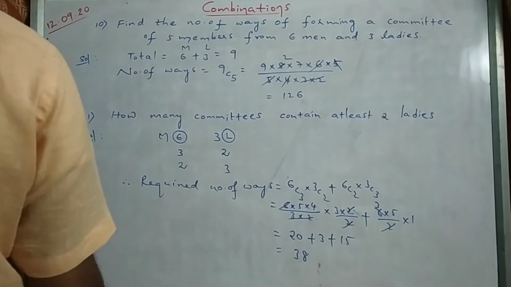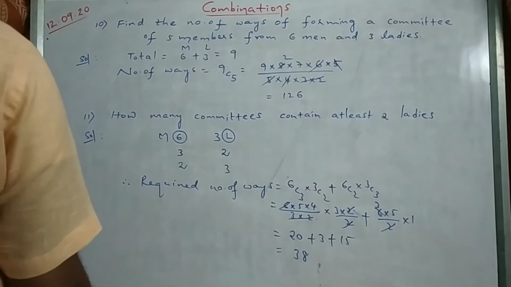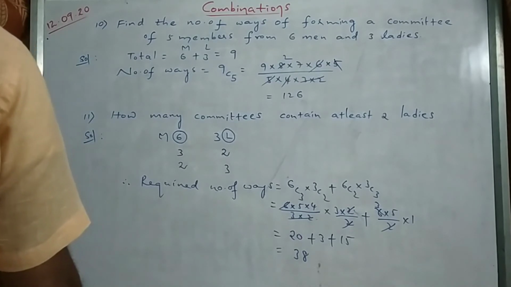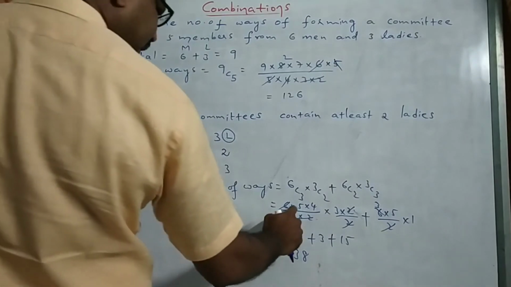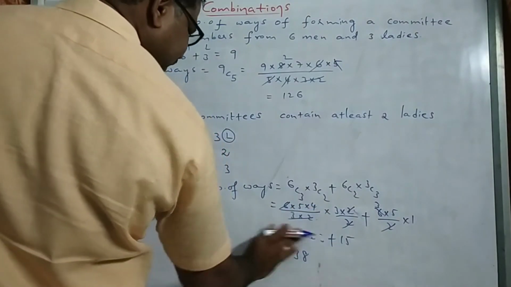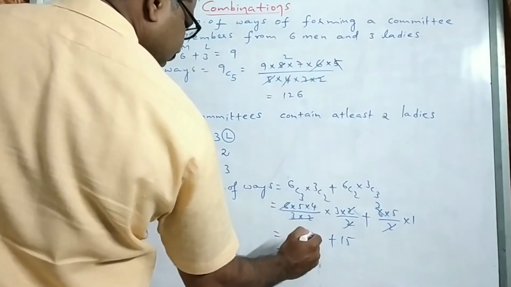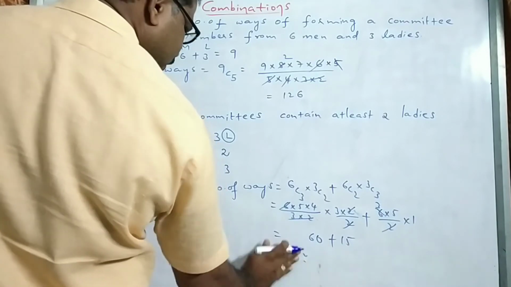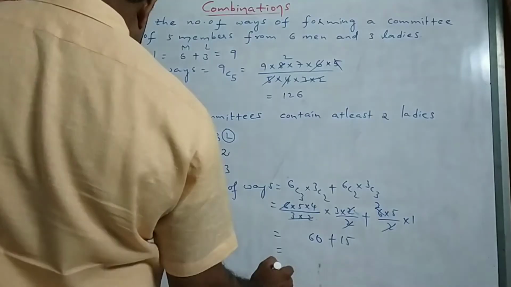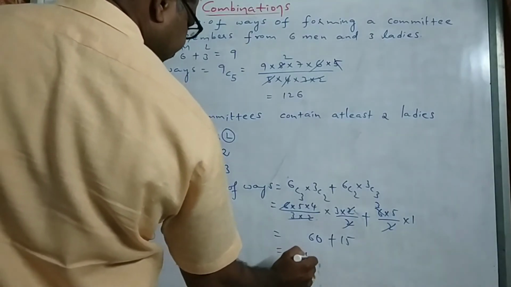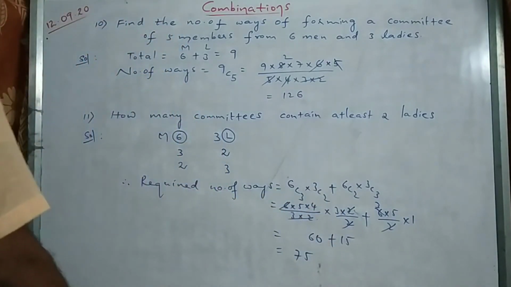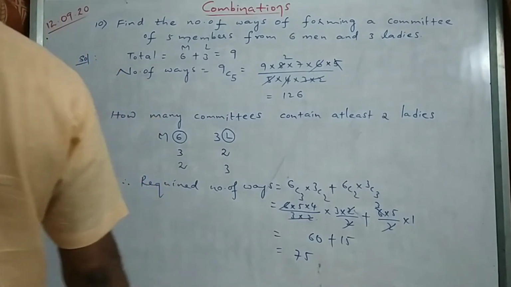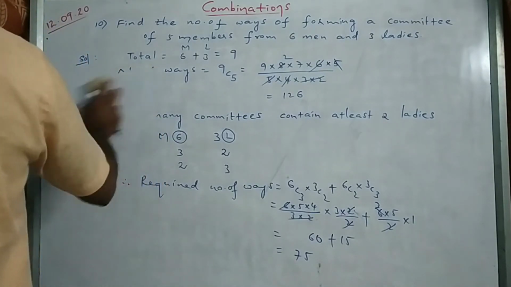6C3, 3C2, 6C2, 3C2. Oh, sorry. 5 4s are 20, 2 3s are 60. 60 here. So 60 plus 15, 75. 5 4s, 2 3s are 60 plus 15. So that many ways we can select.